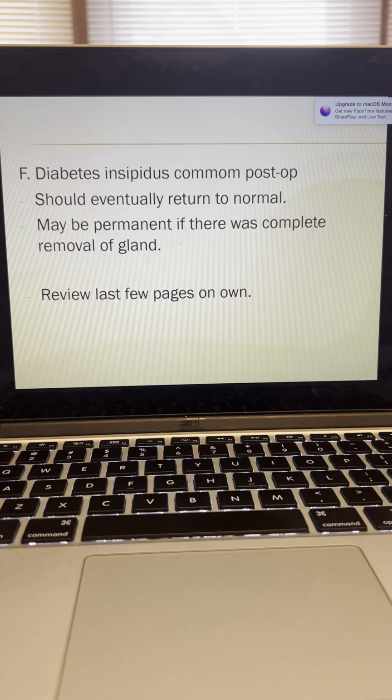Diabetes insipidus, remember, is a common postoperative problem. It eventually should return to normal. It will be a permanent thing if there was a complete removal of the gland. So again, they would take replacement medications to prevent the diabetes insipidus. Then the next couple of pages just is how the hypothalamus regulates body functions. And then there is your clinical tip on your 3 or 5% sodium chloride production.